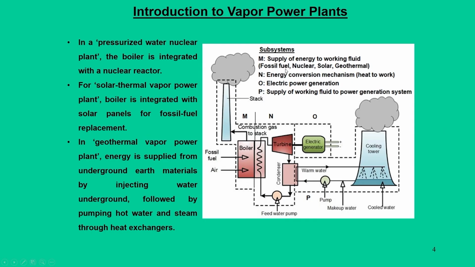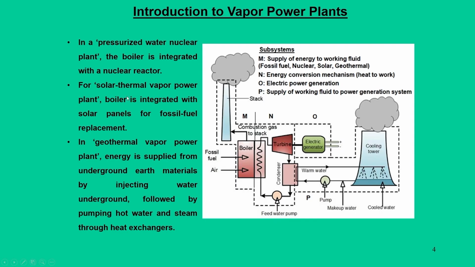So, it could be a fossil fuel, it could be nuclear, it could be solar, it could be a geothermal unit. Geothermal unit mainly talks about inside the earth, the temperature is very high. So, we can think about extracting energy from the underground earth materials, and that can be pumped as hot water and steam through the heat exchangers.